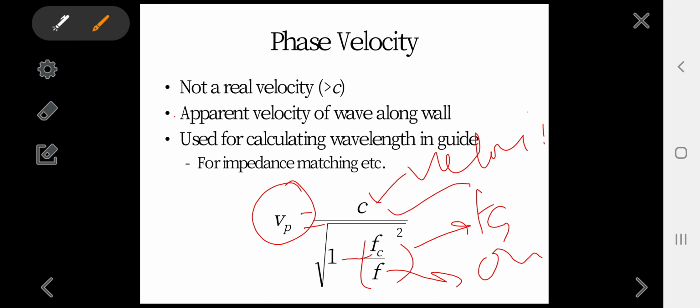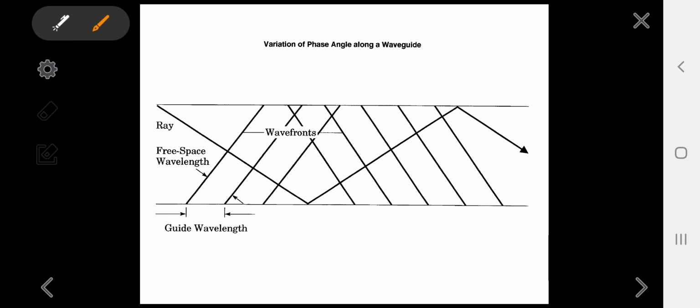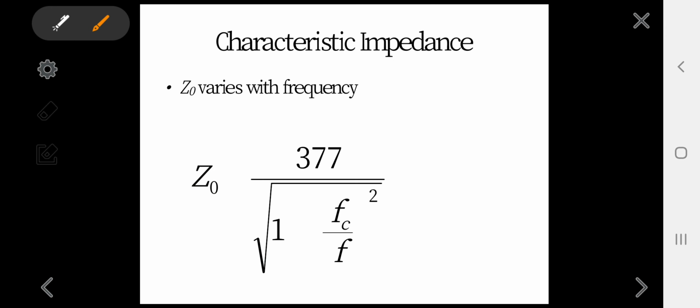Now how do you get the variations? The variations of phase angle along the waveguide. Here we can see different variations based on the incidence of the rays.